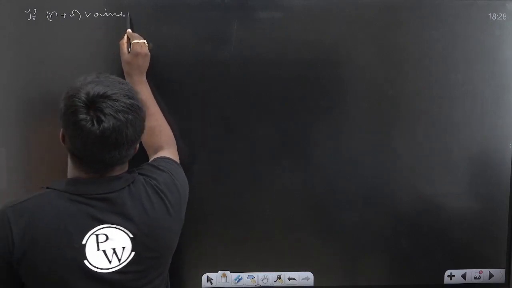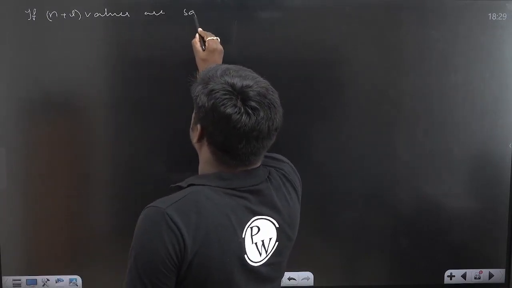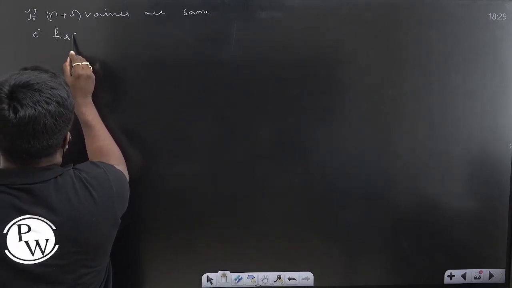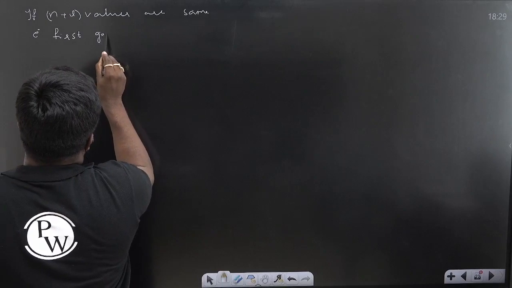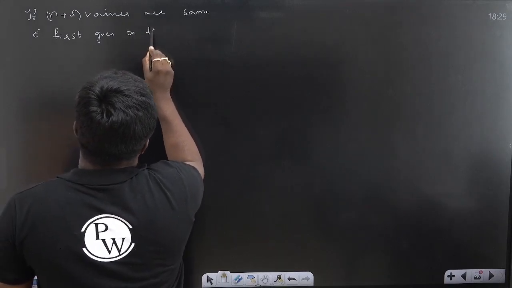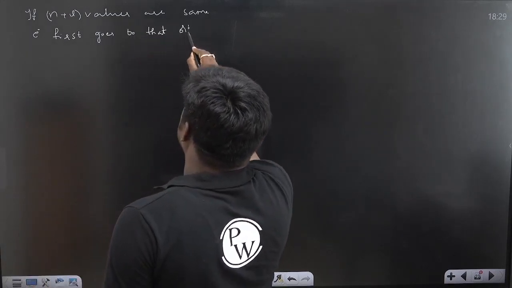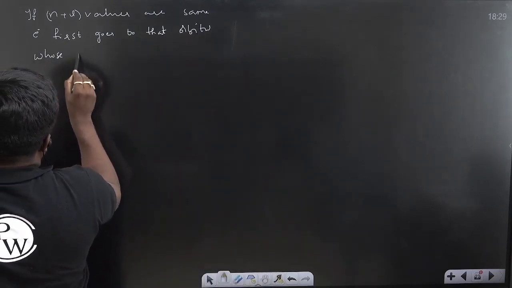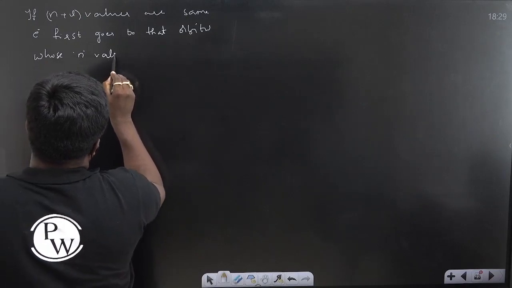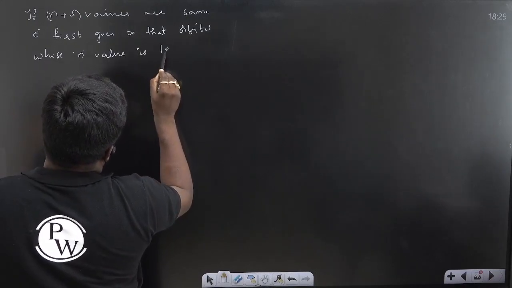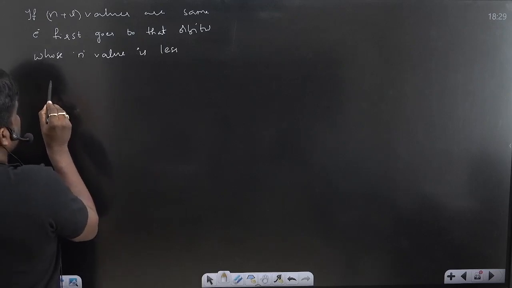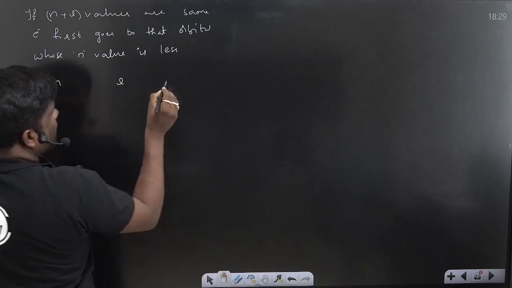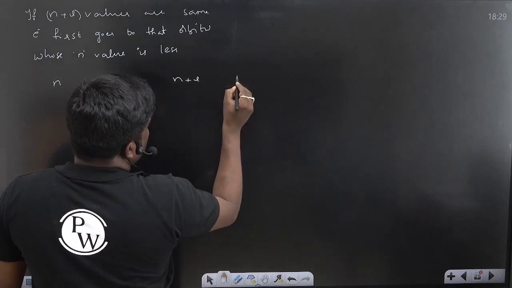If n plus l values are the same, the electron first goes to that orbital whose n value is less. See, I am writing here carefully and clearly, once again: n value, l value, n plus l value and orbital.